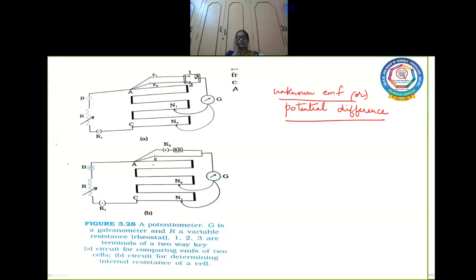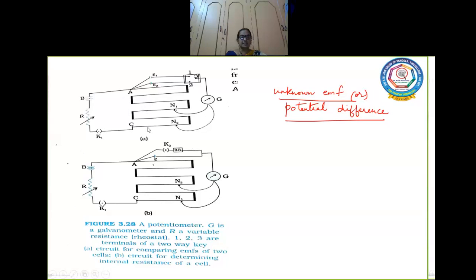We are going to discuss both the topics now, but before we go on to that, let us see how the potentiometer is. It is basically a long piece of uniform wire. Now look at this diagram. This is a uniform wire of a few meters in length. Now this is connected to a cell. You have a cell whose EMF is to be determined. It is connected across this side.